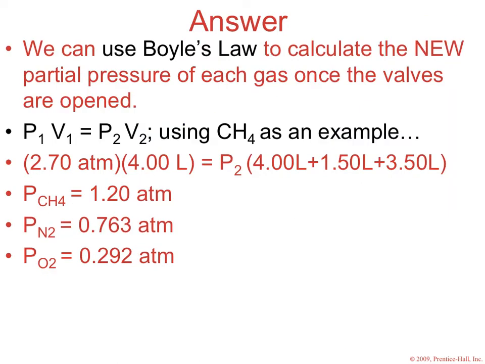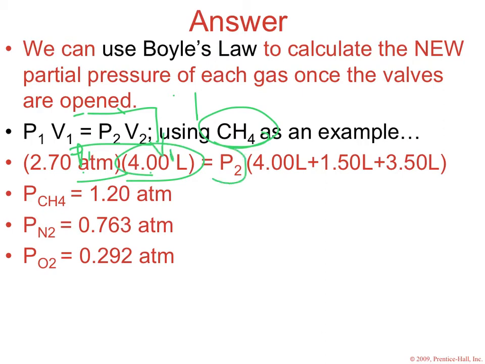Since we are changing volume and as a result pressure changes, we're going to use Boyle's law, which is P1 times V1 equals P2 times V2. But you have to do it for each of the three gases individually. So let's look at methane, CH4, first. If you go back to the drawing, you'll see that P1, the initial pressure of the methane, was 2.7 atmospheres. And originally that methane was in a 4-liter sealed container, so that's V1.